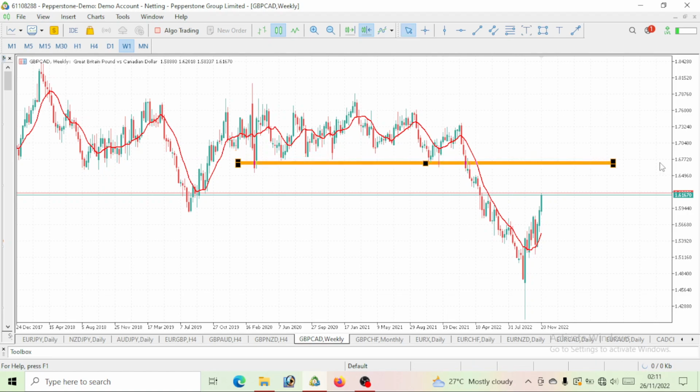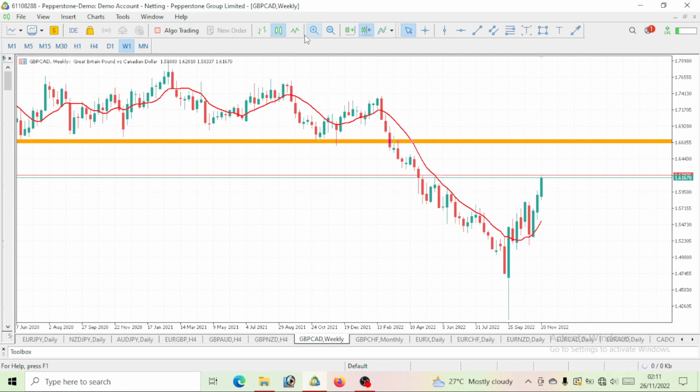Want to see it take out a level of 1.67. So we are currently trading at 1.61 something, right? So we want to see it go up and give us that bullish move to a level of 1.67 plus. That means we still have a long way to go on this GBP CAD.